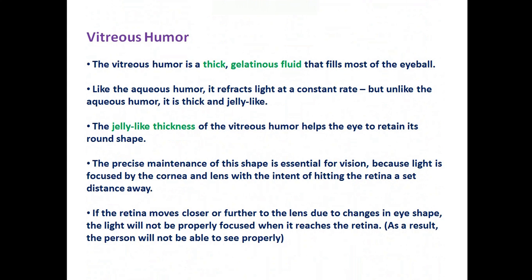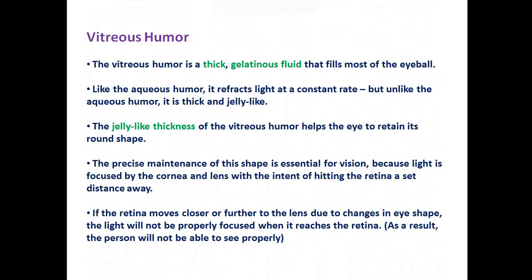Next, vitreous humor. The vitreous humor is a thick, gelatinous fluid that fills most of the eyeball. Like the aqueous humor, it refracts light at a constant rate, but unlike the aqueous humor, it is thick and jelly-like. The jelly-like thickness of the vitreous humor helps the eye to retain its round shape.